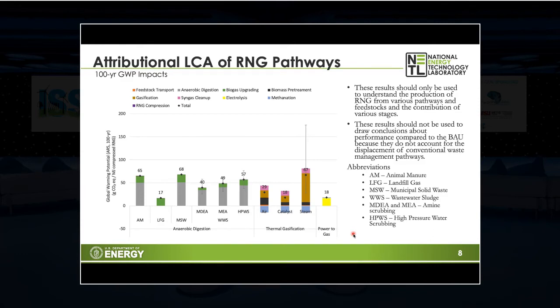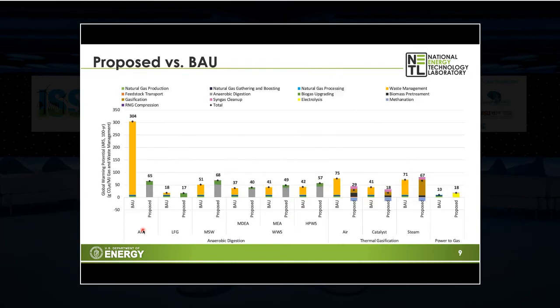These results are only helpful to understand the stage level GHG emissions from various RNG production processes. To understand this point, let's focus on the anaerobic digestion of animal manure pathway. Here, it is one of the highest impactful pathways, but when we introduce waste management, we'll see how that changes things. In this graph, we added the business as usual scenarios along with their corresponding RNG proposed scenarios. And here we can instantly see that the animal manure anaerobic digestion pathway has the biggest difference between its business as usual and proposed scenarios.